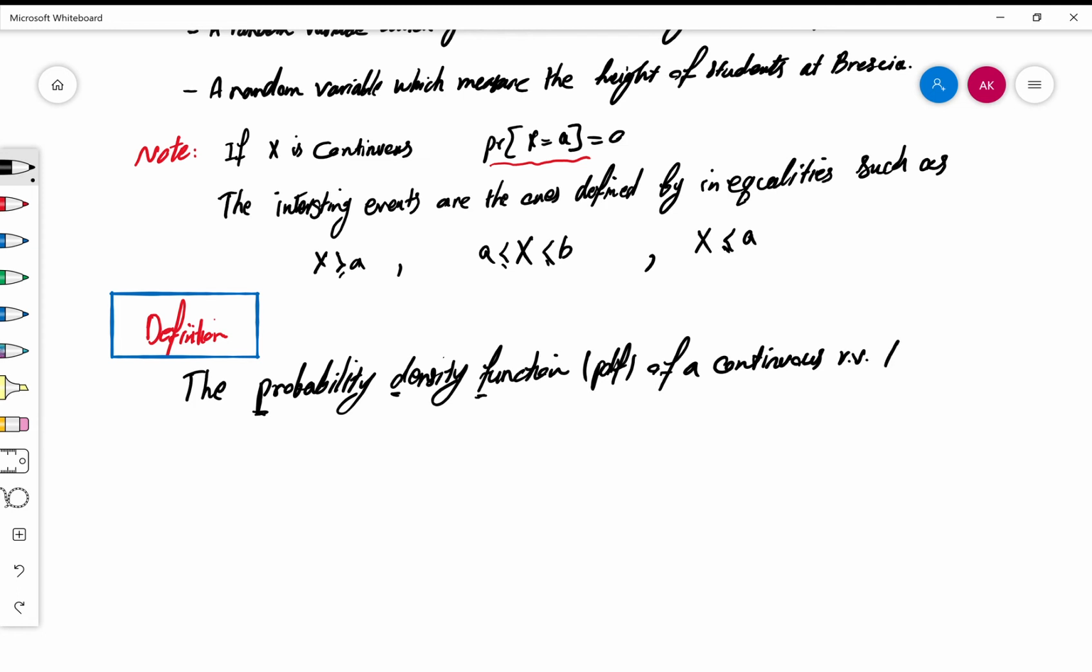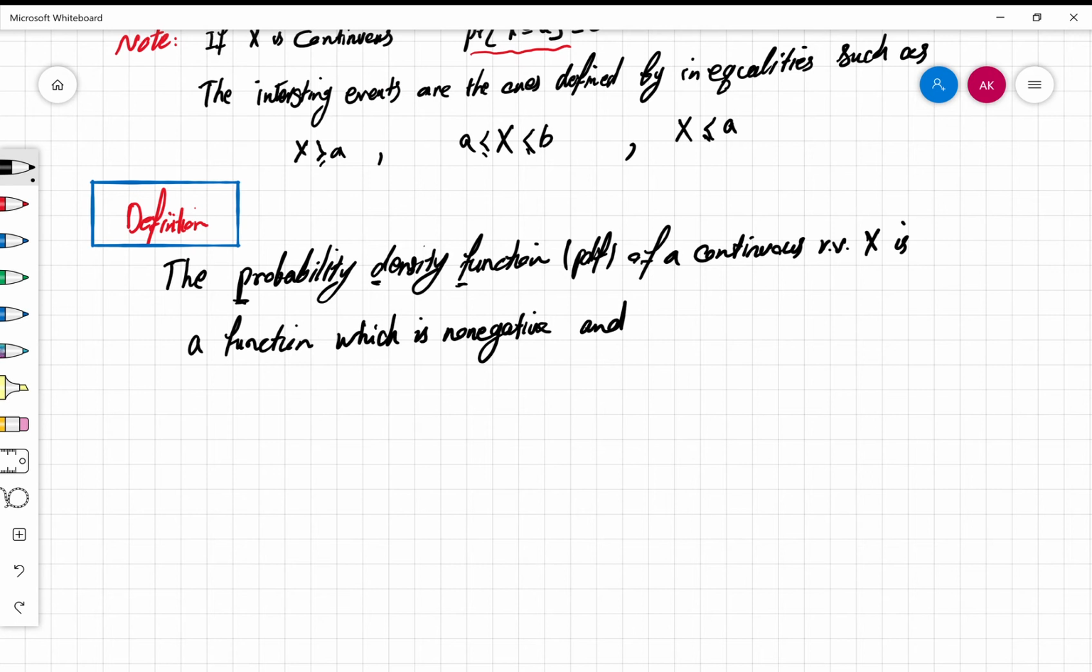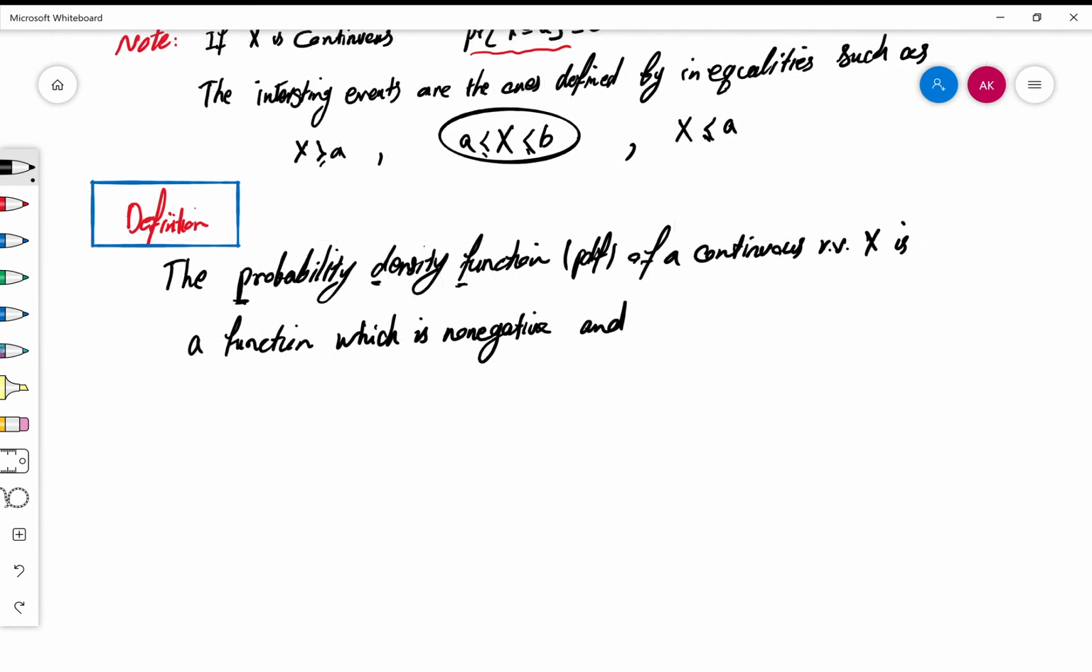random variable x is a function which is non-negative, meaning that, well, this thing is going to deal with probability, we only take the positive, and it somehow gives probability of events of this form.